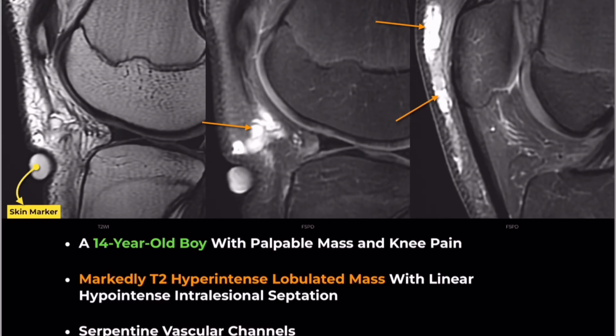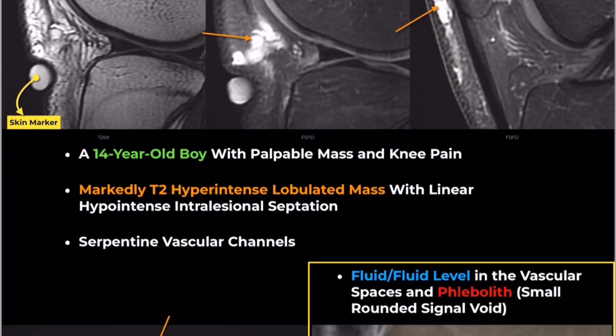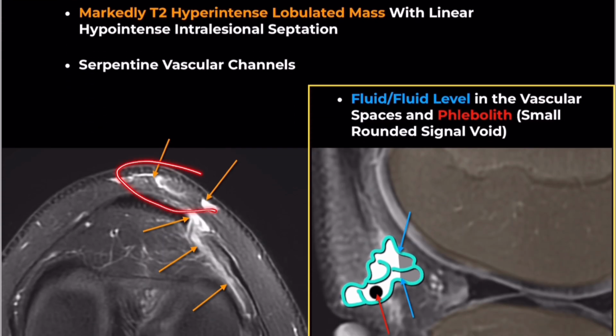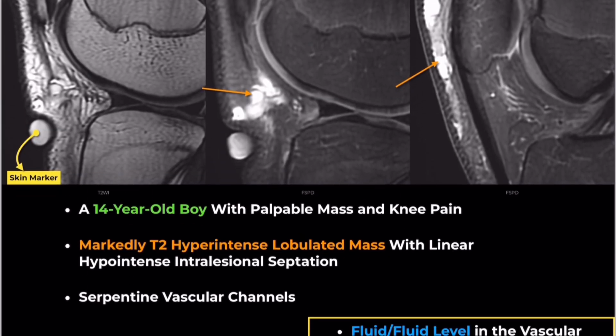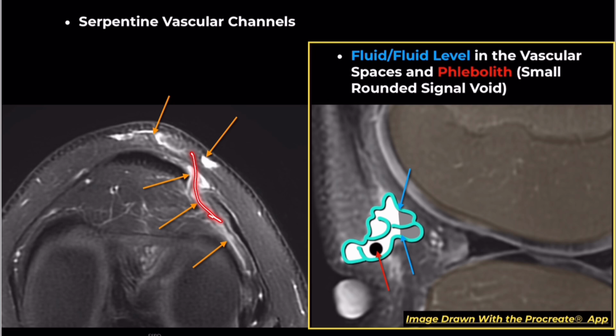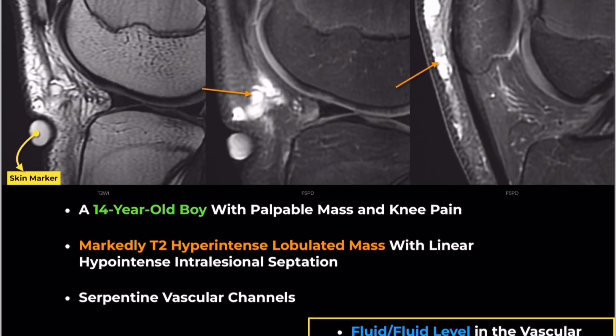Our patient is a 14-year-old boy who came in with a palpable mass and knee pain. Imaging revealed a markedly T2 hyperintense lobulated mass with linear hypointense intralesional septation in the subcutaneous layer, extending into Hoffa's fat pad. This raises the question, could this be a simple cyst?